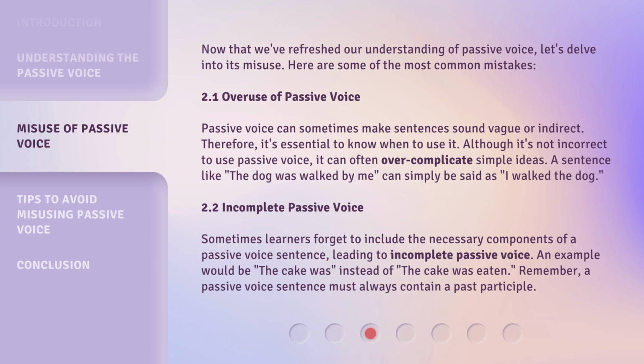2.2 Incomplete passive voice. Sometimes learners forget to include the necessary components of a passive voice sentence, leading to incomplete passive voice. An example would be, "The cake was," instead of, "The cake was eaten." Remember, a passive voice sentence must always contain a past participle.